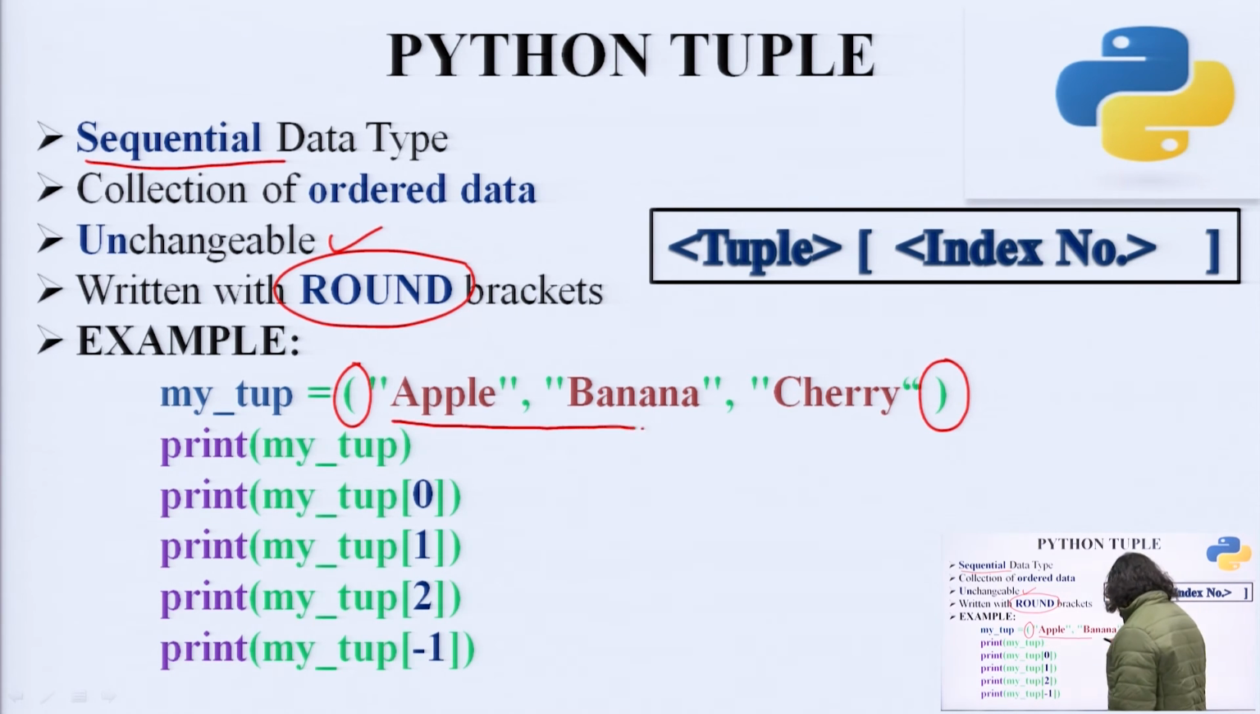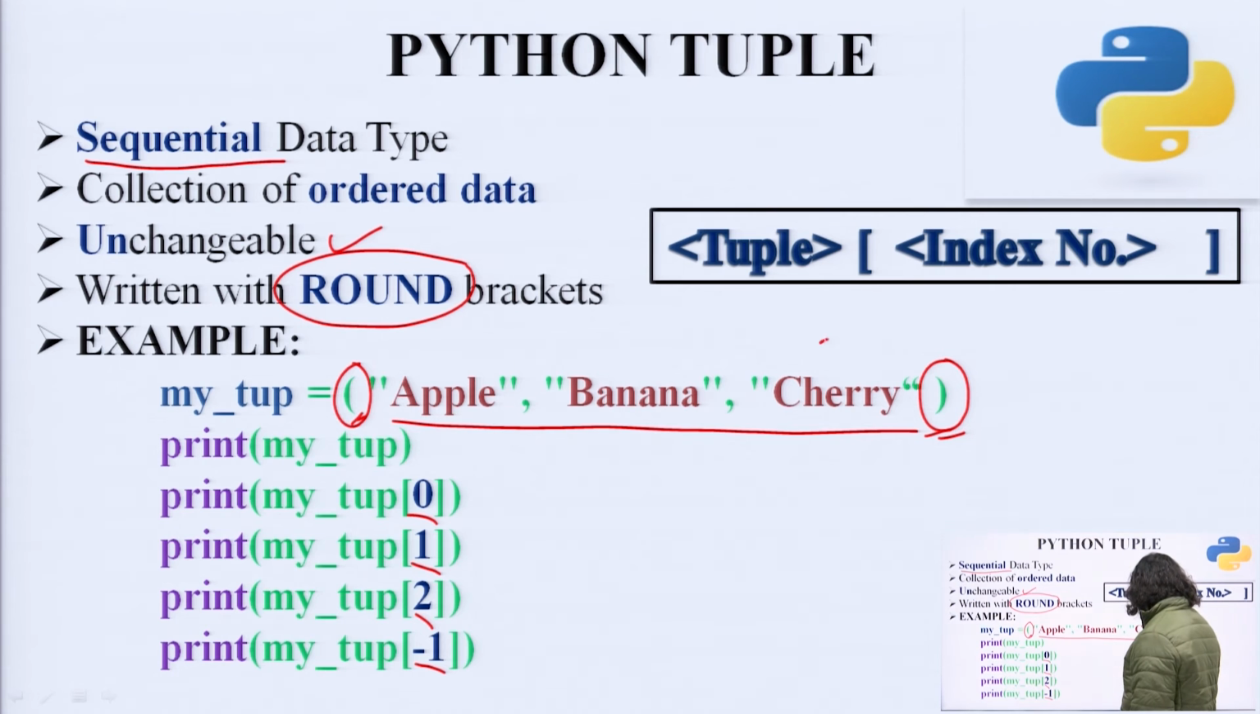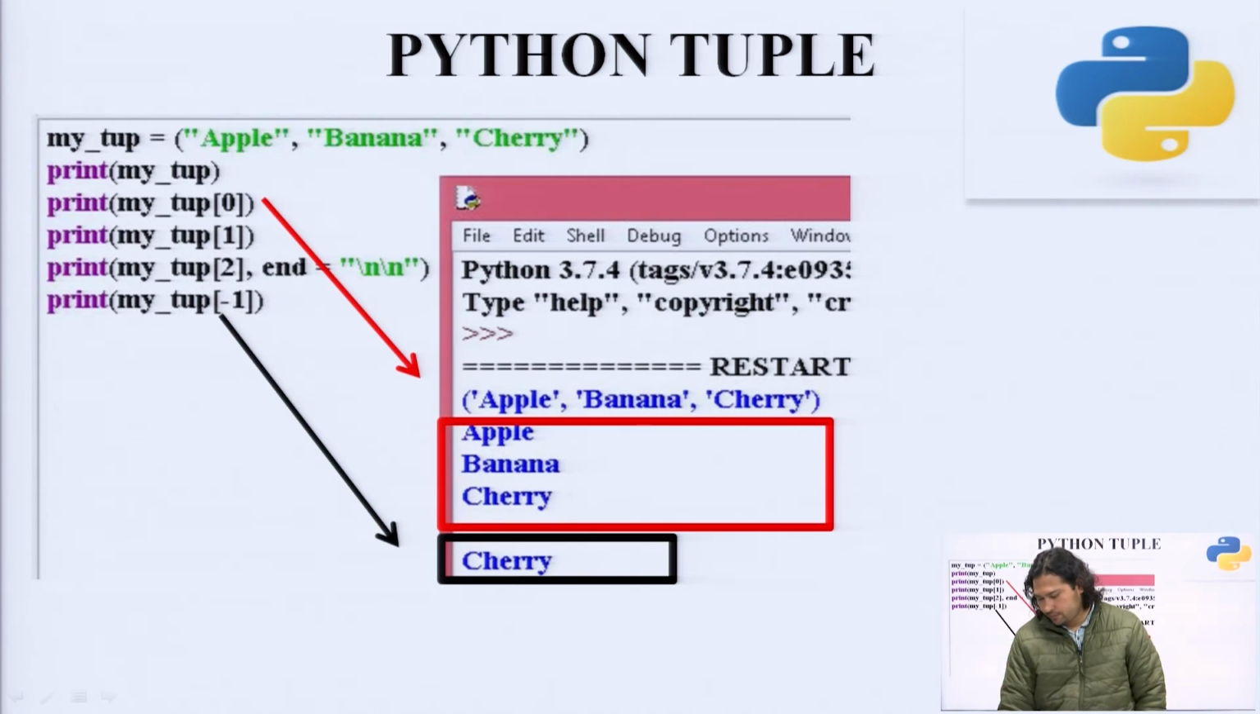The example is almost similar to the list data type, that is apple, banana, cherry. Instead of the square brackets, we have the round bracket. What is more, we are going for the subscription in the same way as we have done in the list data type. You can see 0, 1, 2, minus 1. This minus 1 means this cherry has a negative indexing of minus 1.